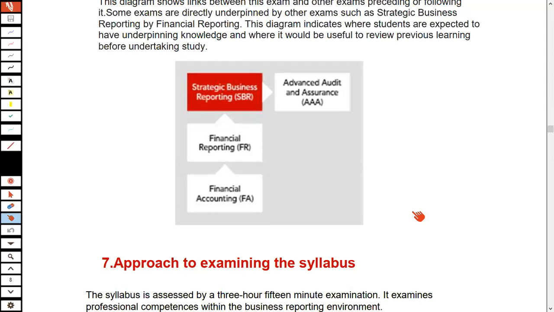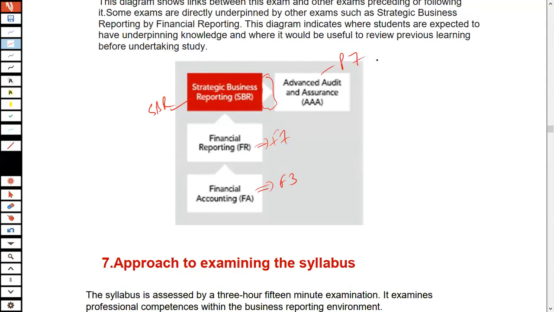For the sake of a quick recall, this is the relational diagram of the SBR. This paper has a relation with financial accounting, also known as F3, which has a relationship with FR, also known as F7, and then it itself comes in, which is the SBR. And you see, there is the relationship with the AAA, which is the P7.